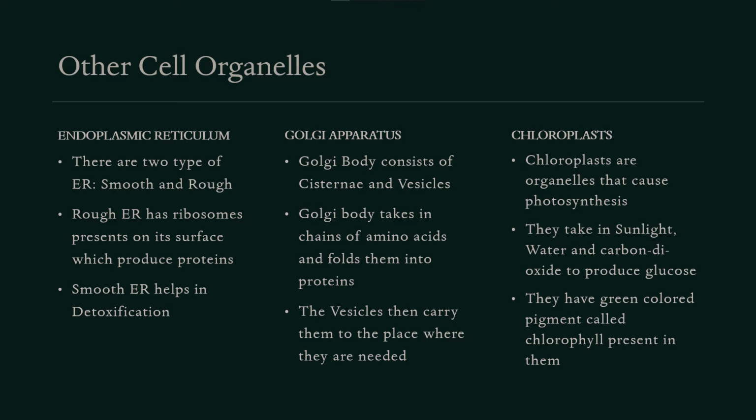Other cell organelles. Endoplasmic reticulum. There are two types of endoplasmic reticulum, smooth and rough. Rough endoplasmic reticulum has ribosomes present on its surface, which produce proteins. Smooth endoplasmic reticulum helps in detoxification.